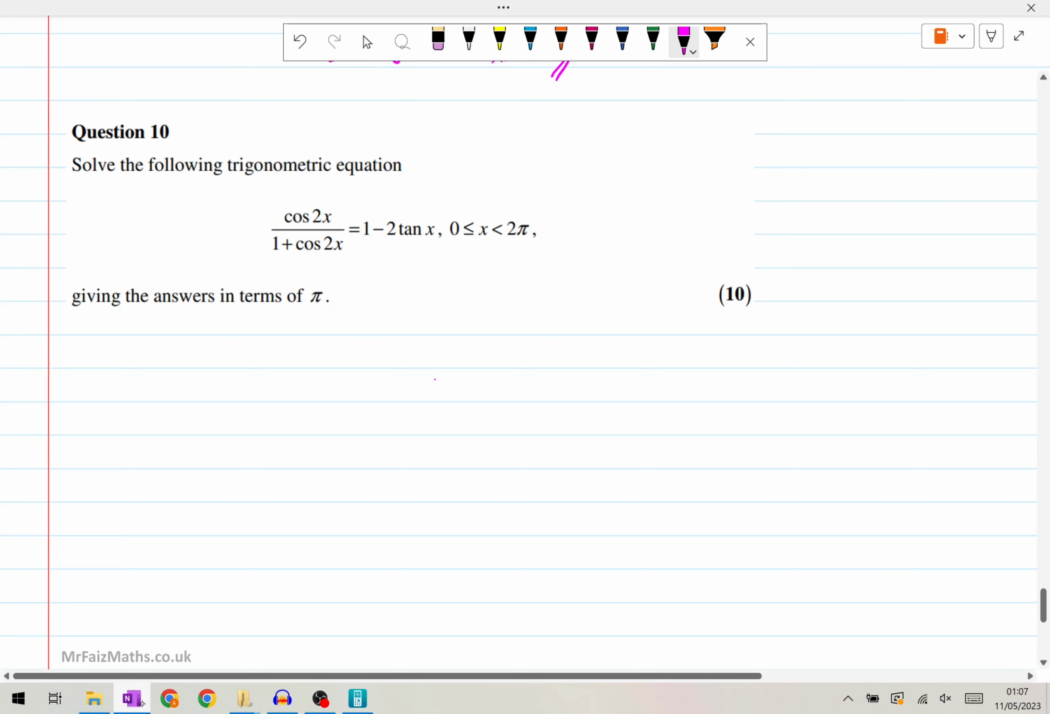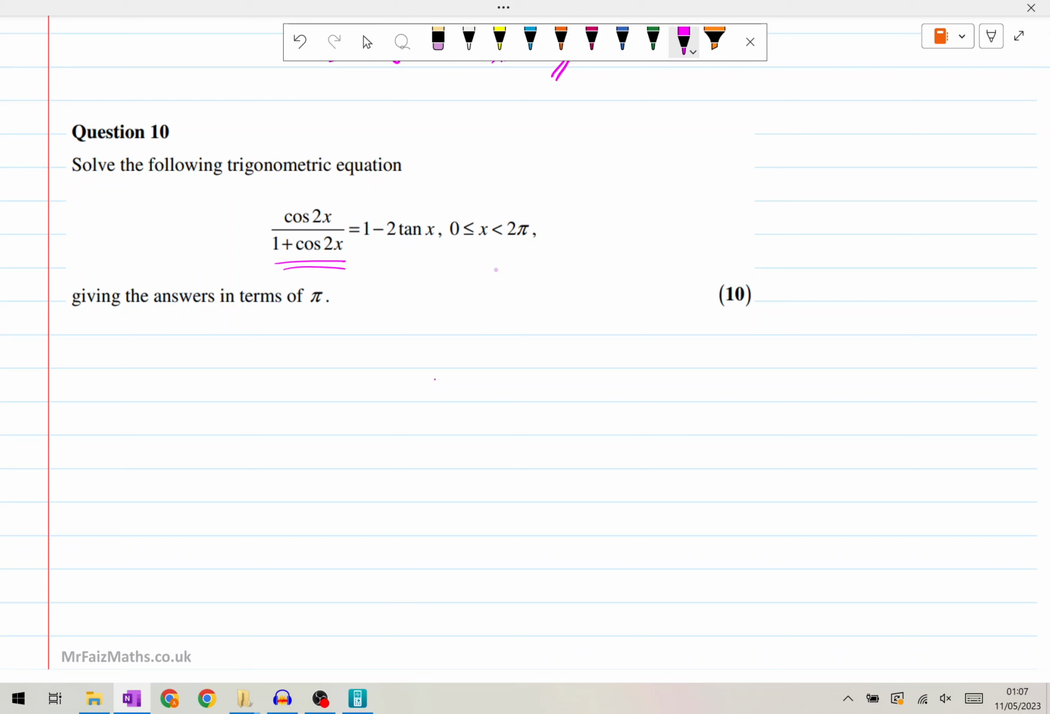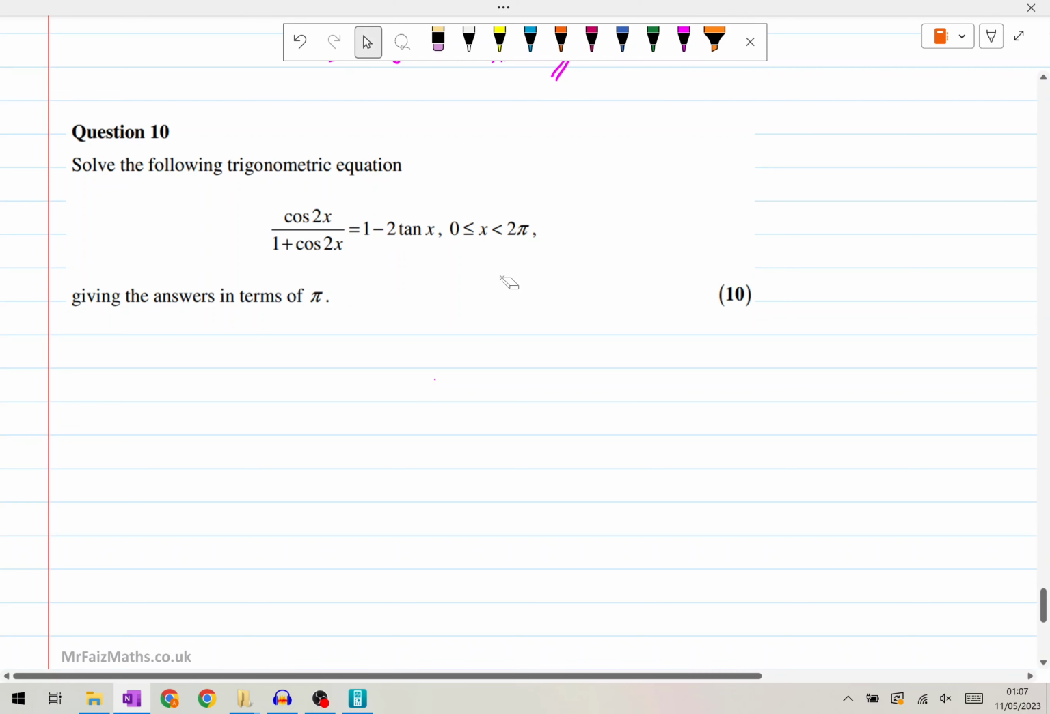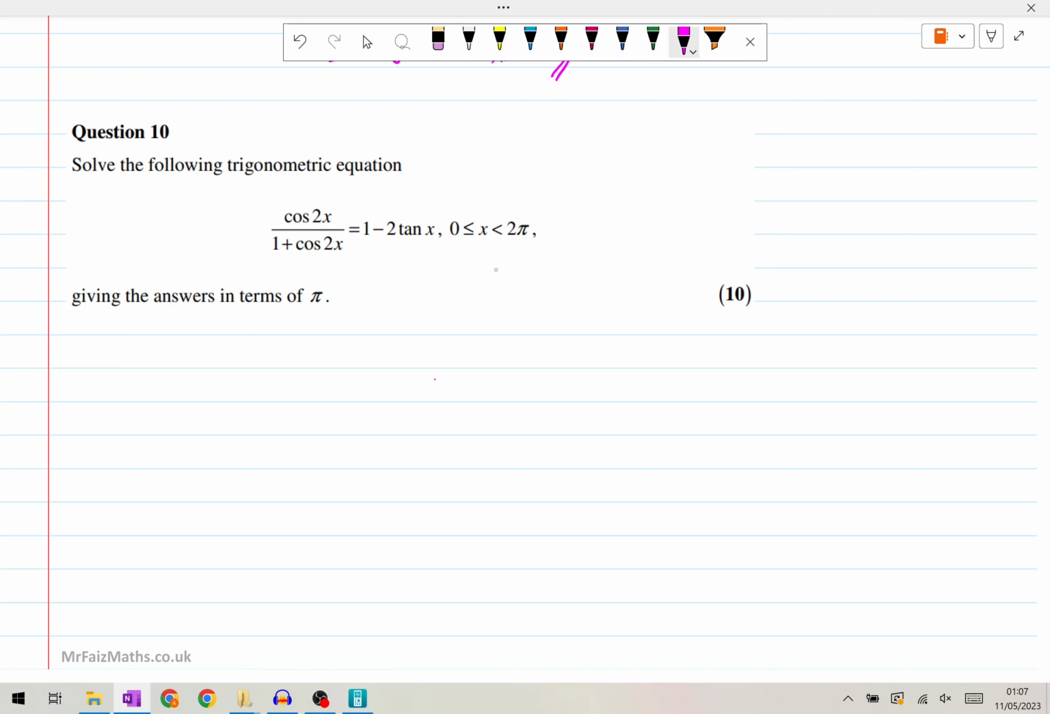Okay, question number 10, we are given this trigonometric equation and we are asked to find the solutions from 0 to 2 pi, giving the answers in terms of pi. Now, with trig equations, what we often try to get to is we want to write everything in terms of one trig function. Everything is in terms of either just sine, just cos, or tan. And we also can't have two different kinds of angles. We can't have x and 2x. So in this case, we are going to have to somehow use double angle identities to rewrite the cos 2x.